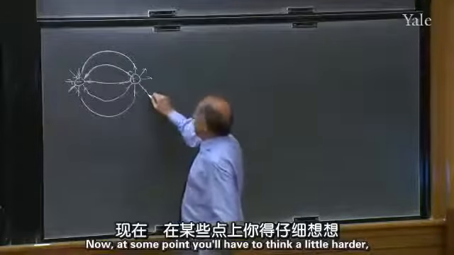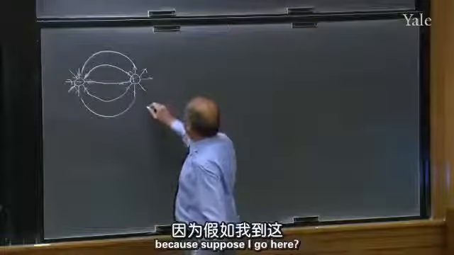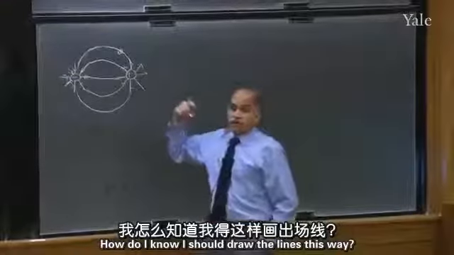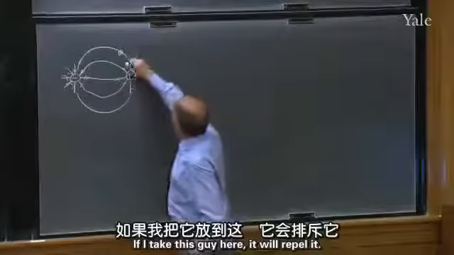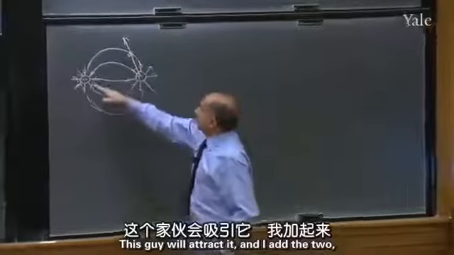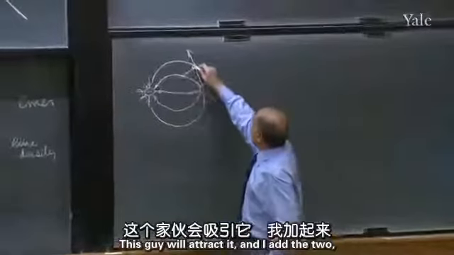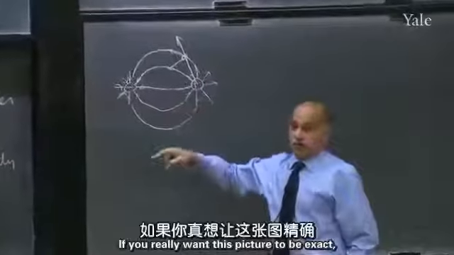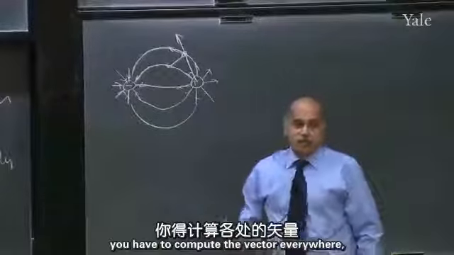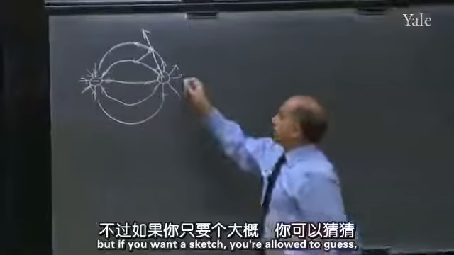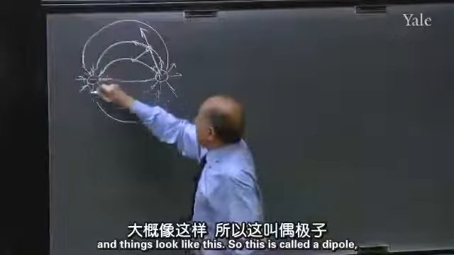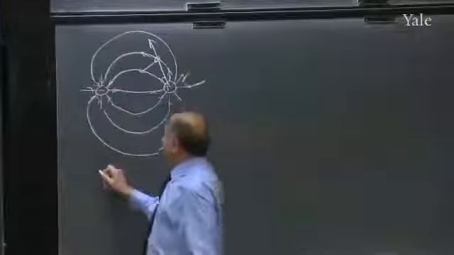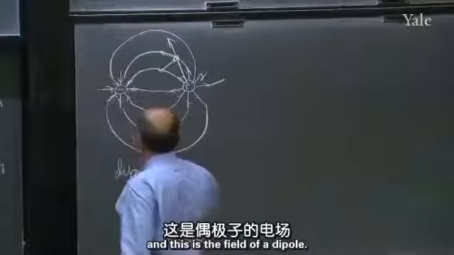Now, at some point, you will have to think a little harder because suppose I go here. How do I know I should draw the lines this way? If I take this guy here, it will repel it. This guy will attract it, and I add the two and get a line in that direction. So you really have to do a lot of work. If you really want this picture to be exact, you have to compute the vector everywhere. But if you want a sketch, you're allowed to guess, and the things look like this. So this is called a dipole, and this is the field of a dipole.